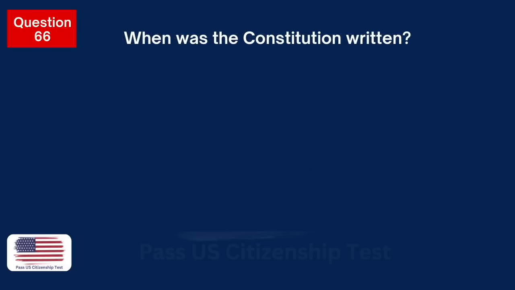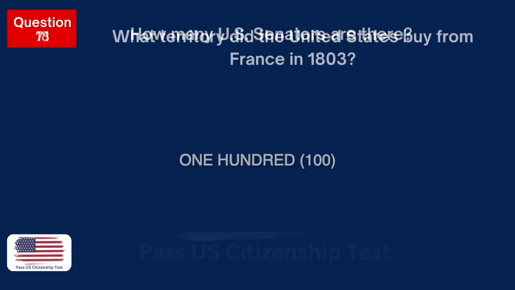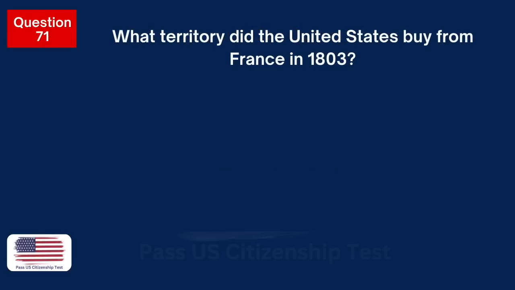When was the Constitution written? 1787. How many U.S. senators are there? 100. What territory did the United States buy from France in 1803? The Louisiana Territory.